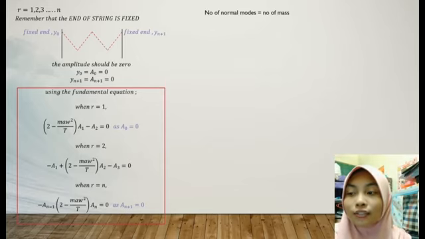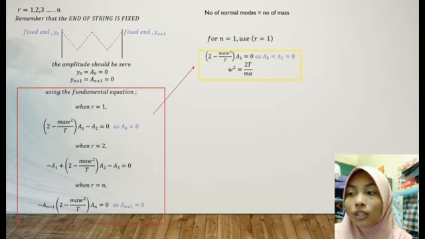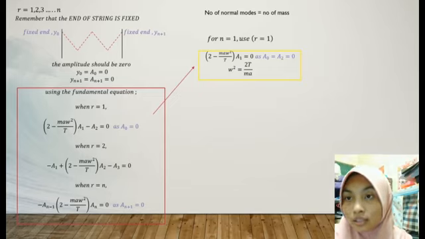If we have a very small number n, for example n equal to 1, we can easily get the angular frequency for n equal to 1. I will just use r equal to 1 in the equation that we have derived, and substitute that into the equation, and what we get is angular frequency squared equal to 2T over ma.